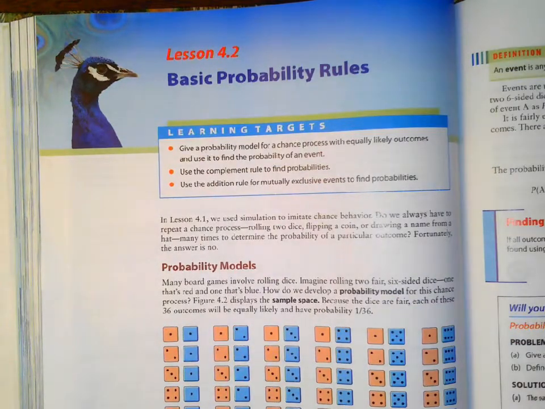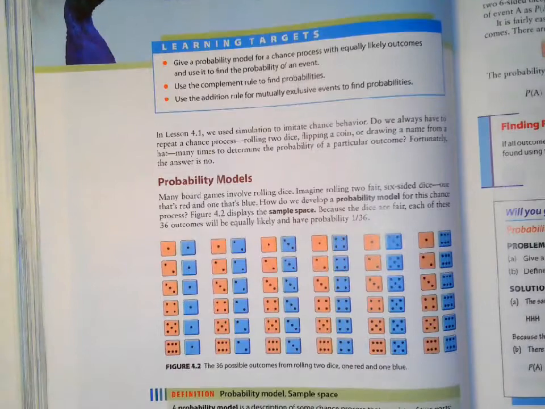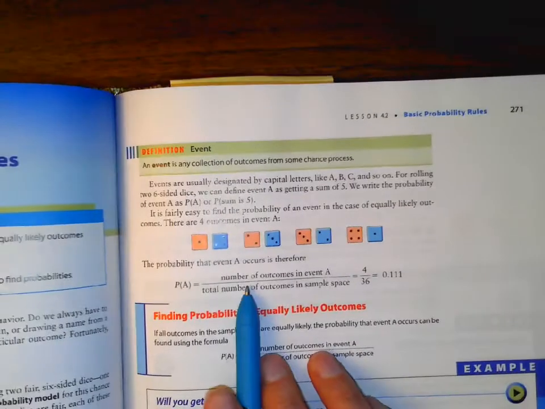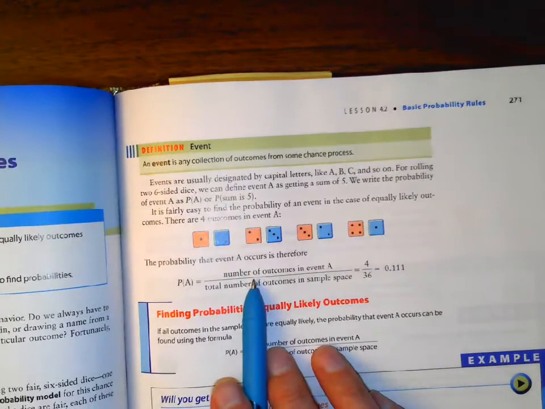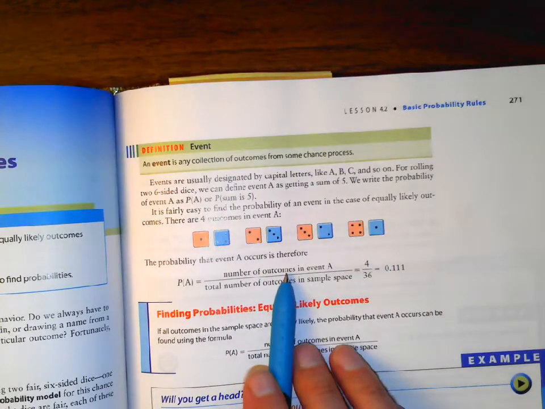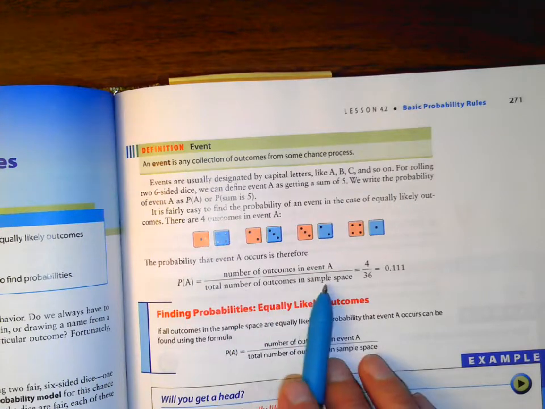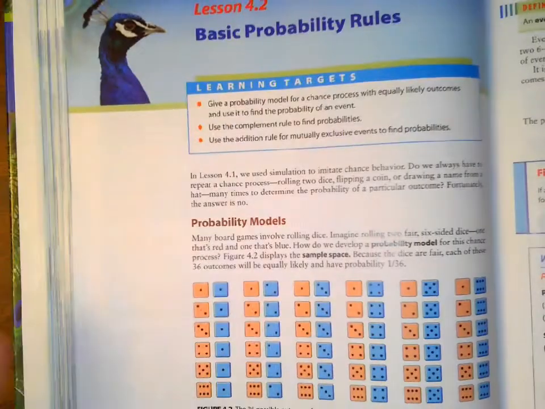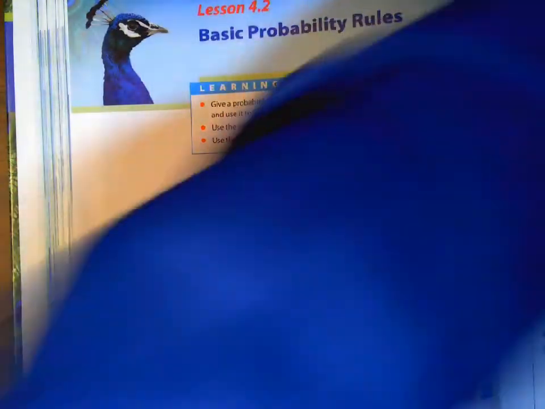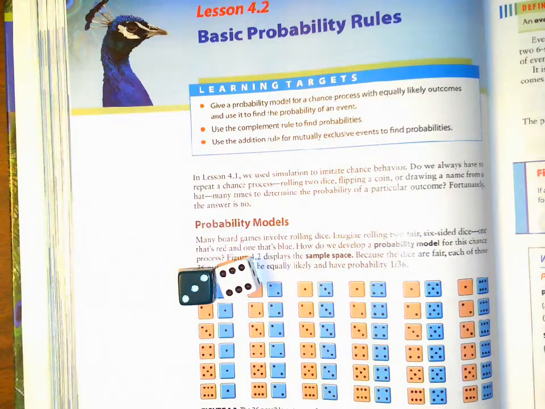So first thing we're going to talk about is probability and sample space. Okay? Probability is defined, this is how we find it, as the number of outcomes of a certain event happening divided by the total number of outcomes, which is called our sample space. So if I think about rolling two dice, if I roll these two dice, what are the possible outcomes I could have?